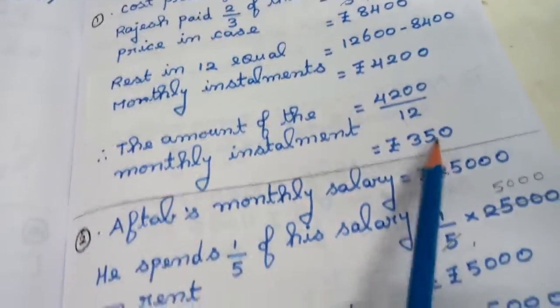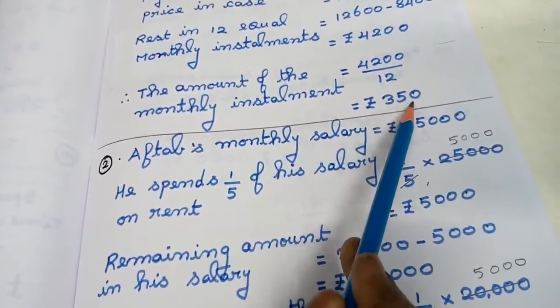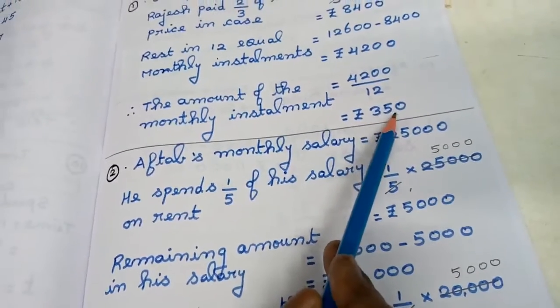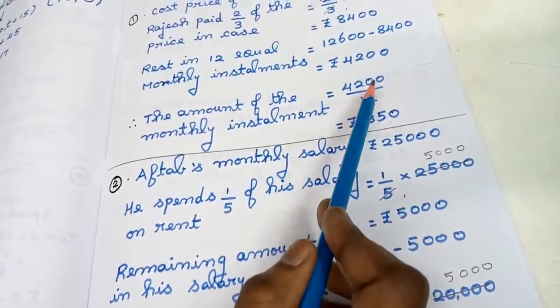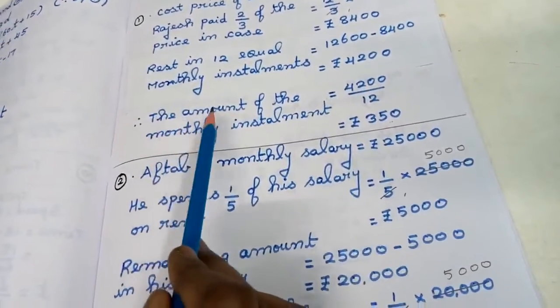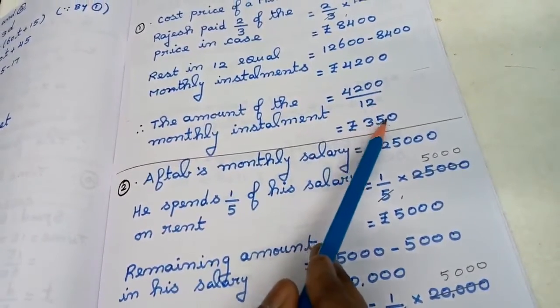What is the meaning of rupees 350? For each month he is paying rupees 350. Like that he is paying for 12 months, so this 4,200 amount will automatically be completed. Therefore the amount of the monthly installment is rupees 350.